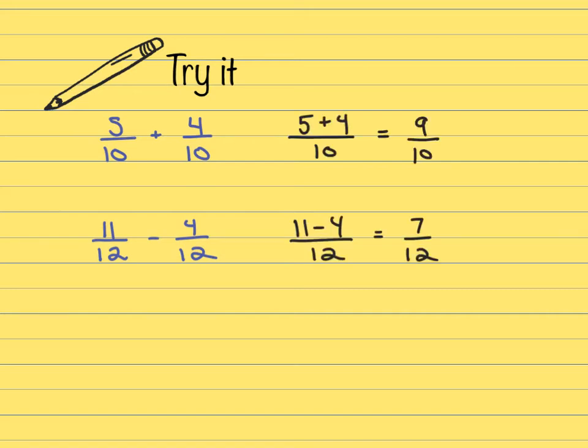Remember, when you're adding and subtracting with like fractions, it doesn't matter what the numerator is, as long as the denominators are the same. 5 plus 4 are the numerators that you're adding. It might even help to write your fraction like this, to remind yourself that you're only adding the numerators. Our answer is 9/10. Same with subtraction. We're subtracting only the numerators. 11 take away 4 equals 7. Same denominator, 12. Answer, 7/12.